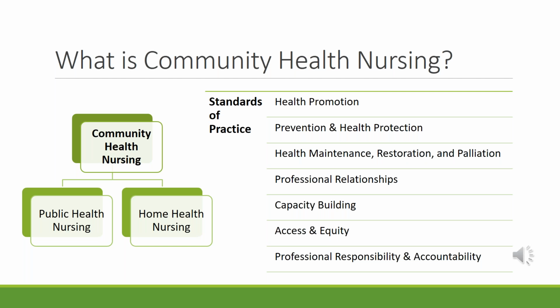The 7 standards of practice for CHNs are 1. Health promotion, 2. Prevention and health protection, 3. Health maintenance, restoration, and palliation, 4. Professional relationships, 5. Capacity building, 6. Access and equity, and 7. Professional responsibility and accountability. Some examples of CHNs using these standards in their daily practice include addressing the impact of the determinants of health within the political, cultural, and environmental context, building capacity that focuses on client strengths and client participation, and advocating for healthy public policy to create an environment that's conducive to the health and well-being of all members of the community.